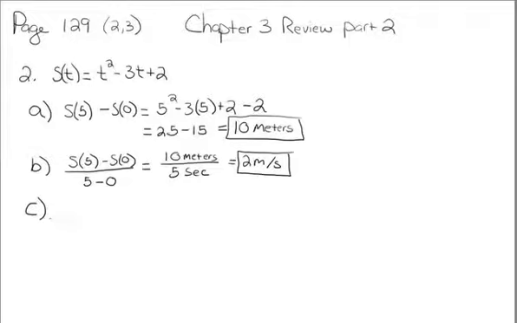So part C asks for the instantaneous velocity, and I know that velocity is the derivative of position, and that would be 2t minus 3. And I want to know what was my instantaneous velocity at time 4. So I evaluate this at 4, and I get 8 minus 3, and I get an answer of 5 meters per second.